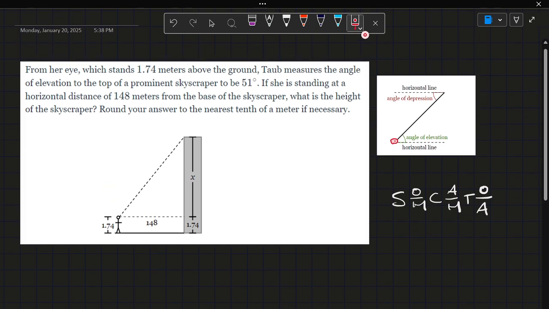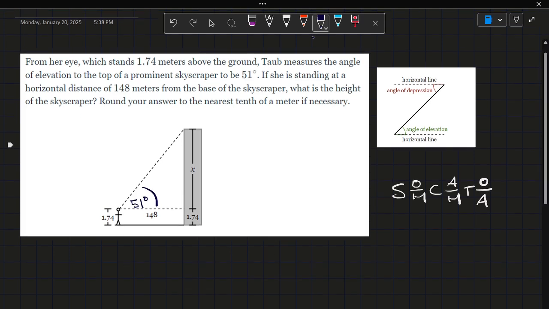So reading this problem, it says from her eye, which stands 1.7 meters above the ground, Taub measures the angle of elevation to the top of a prominent skyscraper to be 51 degrees. She is standing at a horizontal distance of 148 meters from the base of the skyscraper. What is the height of the skyscraper? Round your answer to the nearest tenth of a meter if necessary. So angle of elevation is this one right here. So her view is 51 degrees right here would be her angle. So it's saying what is the height of the skyscraper?